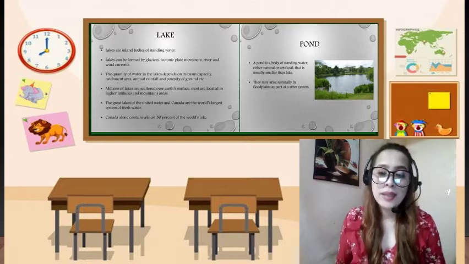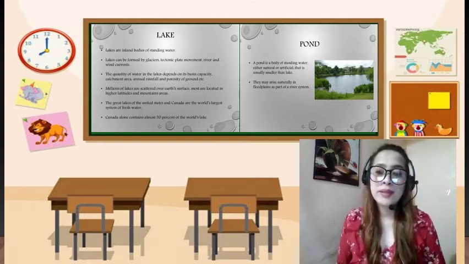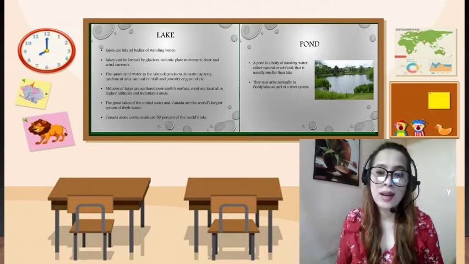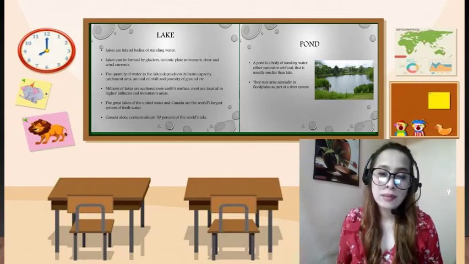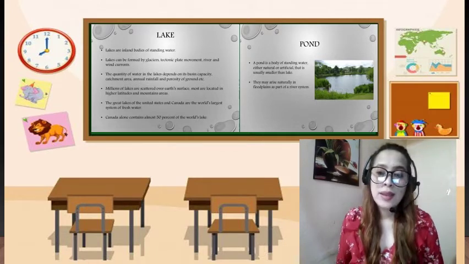Millions of lakes are spread over the earth's surface, and most are located in the higher latitudes and mountain areas. The Great Lakes of the United States and Canada are the world's largest system of fresh water that we have. And another one is the pond.